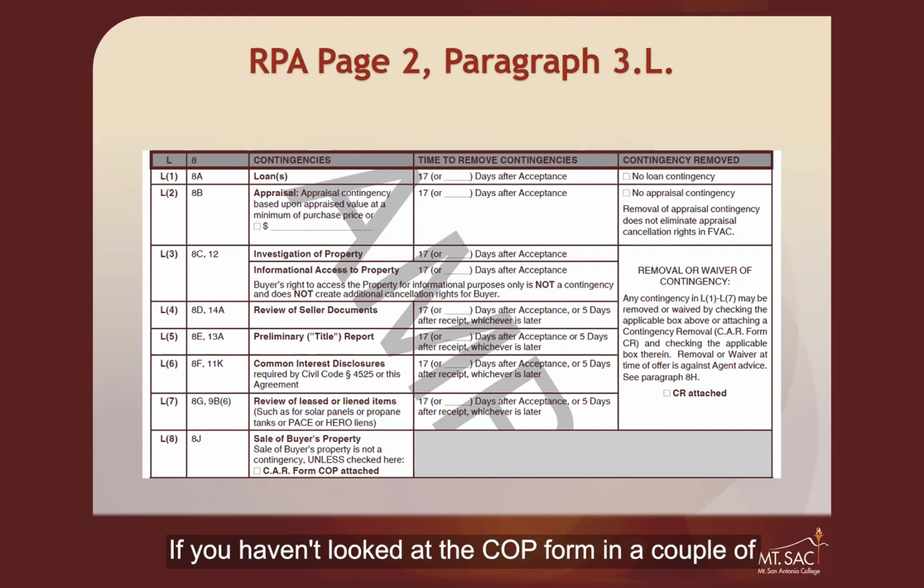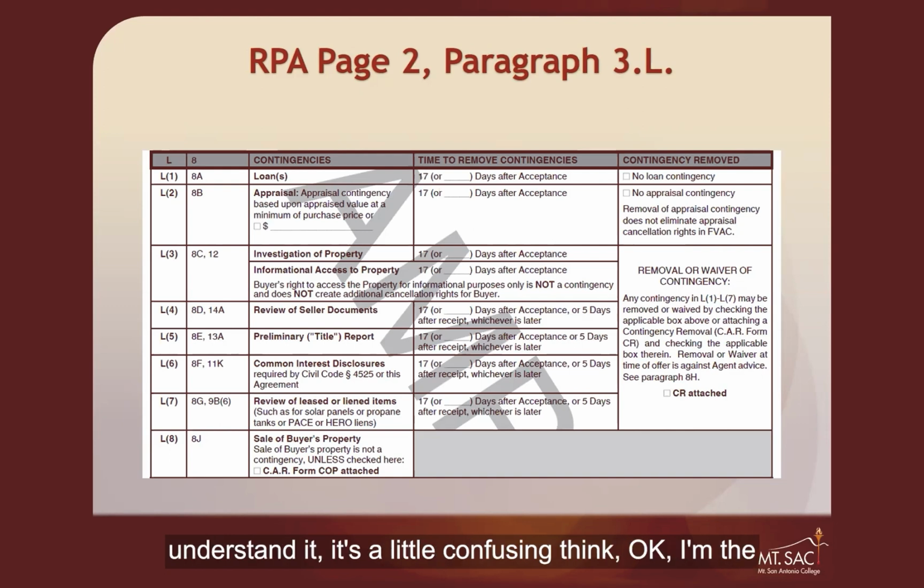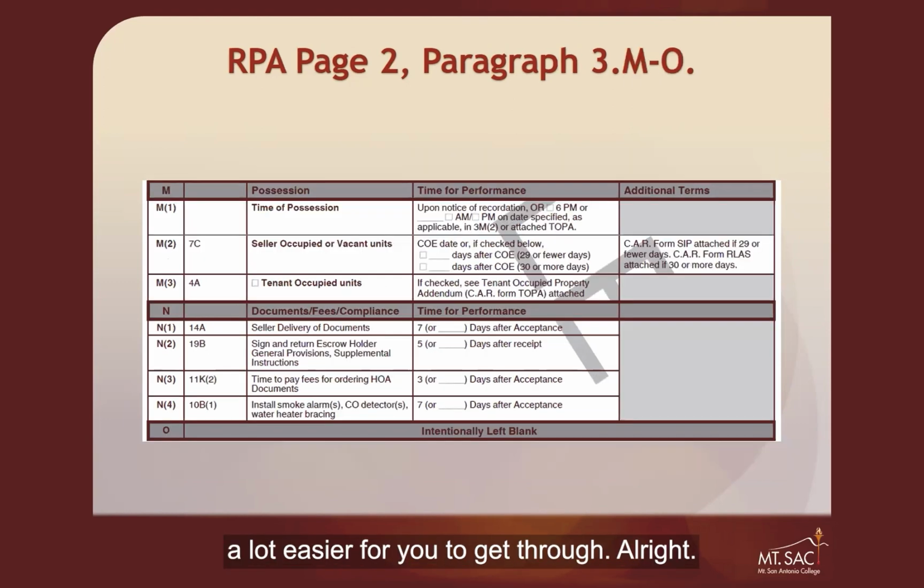If you haven't looked at the COP form in a couple of years, it was updated about, oh golly, was it a year ago, 6 months ago? I'm getting old, I'm starting to forget these things. But anyway, it was updated. It's now about a page and a half. It's a tougher read. So take a little time in reading it, and you've got to read it from the perspective of the buyer. So when you read that COP form and trying to understand it, it's a little confusing. Think, okay, I'm the buyer here and I've got to sell a house first. Now read that, and I think it'll make it a lot easier for you to get through.